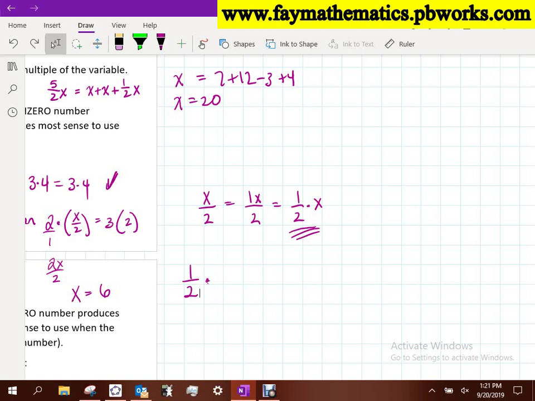Can I take any real number, any number you want, and put it over 1? Yeah, because if I take 15 and put it over 1, I still have 15. Take pi and put it over 1, you still have pi. Now what are you going to say?